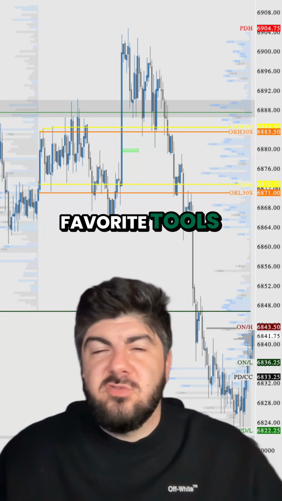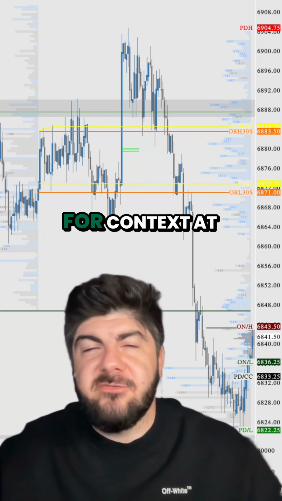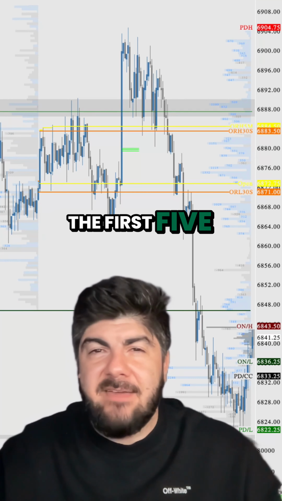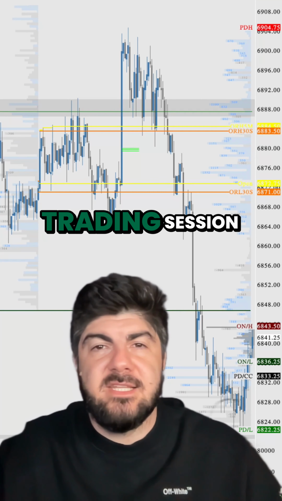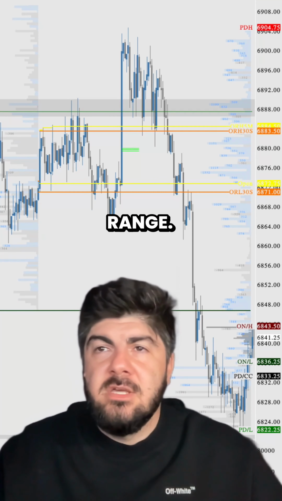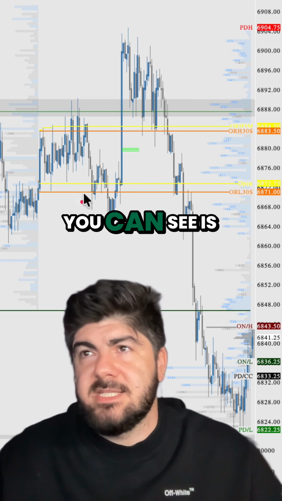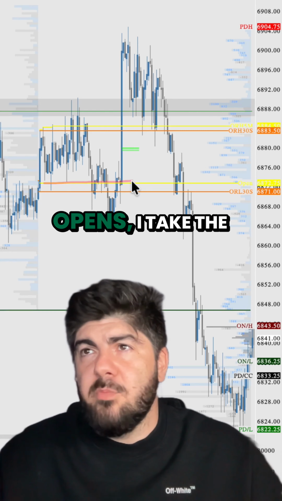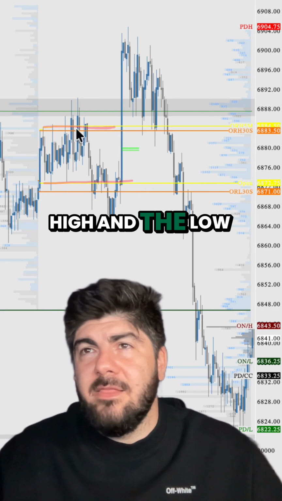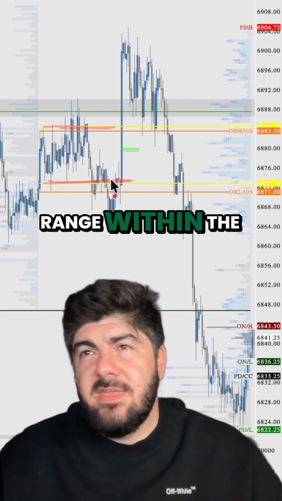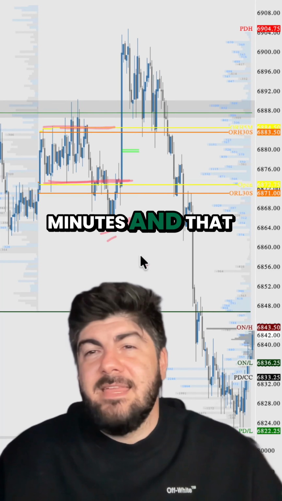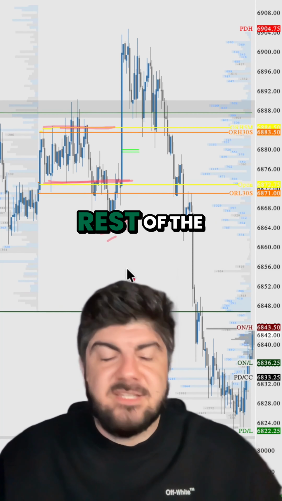One of my favorite tools for day trading, and especially for context at the first 5 minutes of the start of a trading session, is the opening range. The way I use this opening range, and it's highlighted here on the chart as you could see, is once the price opens, I take the high and the low of the opening range within the first 5 minutes, and that to me gives me context for the rest of the trading day.